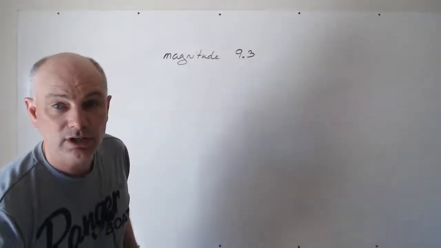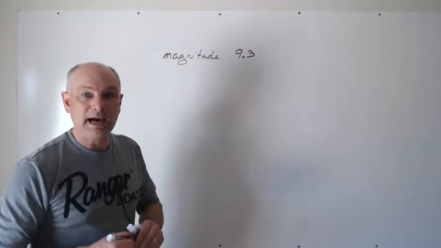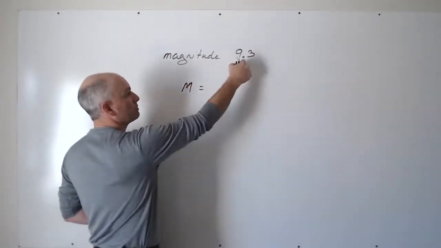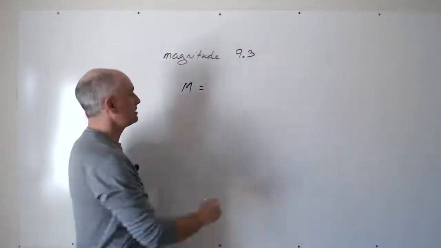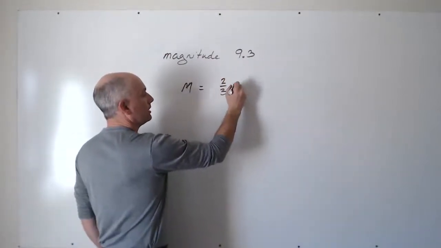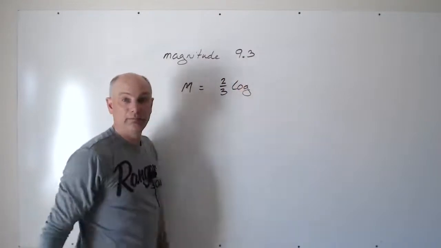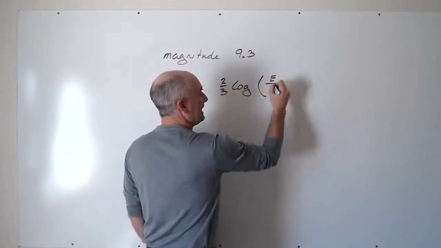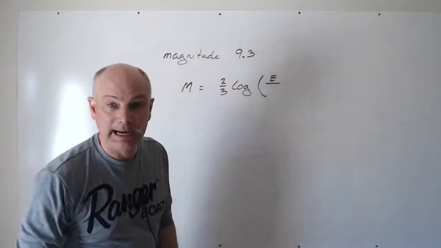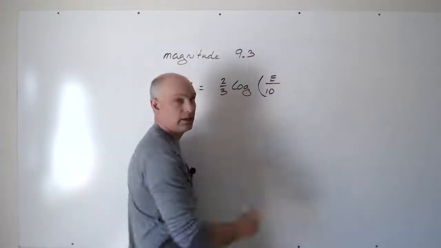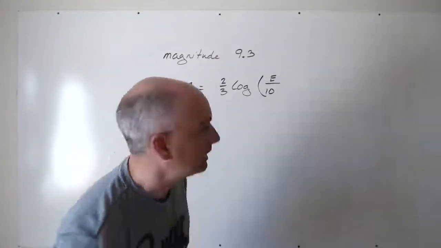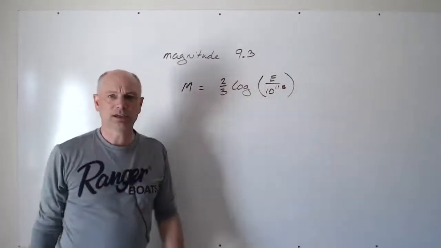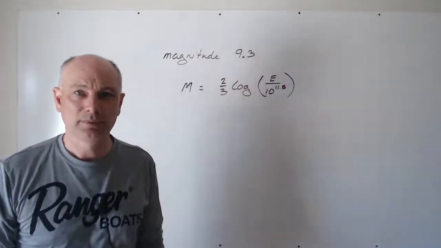Okay, so the model you're being given here is that the magnitude, where this number is coming from, this magnitude M, is equal to 2/3 times the log in base 10 of that amount of energy in ergs divided by 10. Oh, look at that. It's a negative, or excuse me, 11.8 power. Now, think of 10 to the 11.8 power.